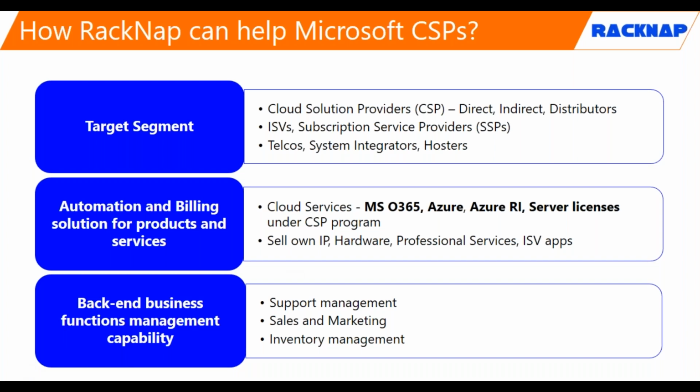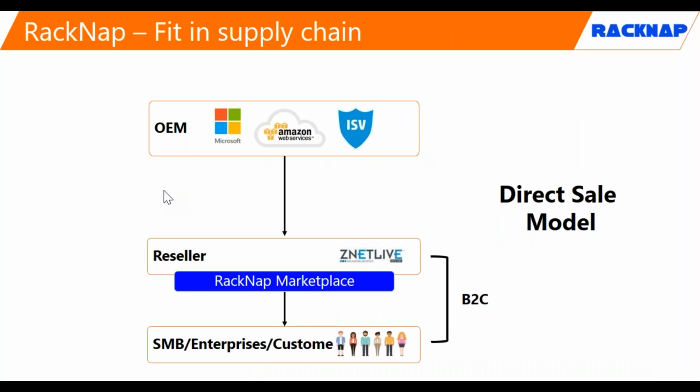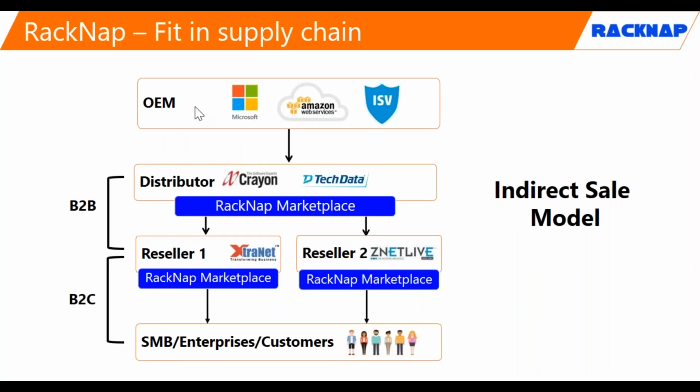So what is RackNap's role in the overall cloud supply chain? The cloud supply chain involves the OEMs like Microsoft selling to resellers, and resellers selling to end customers, which could be SMBs, enterprises, or consumers. Microsoft calls it the direct sale play, whereby the resellers sell to end customers. In the indirect sale model, there is a distributor in the middle, whereby the distributor sells to resellers and resellers sell to end customers. So there is a B2B play and a B2C play.